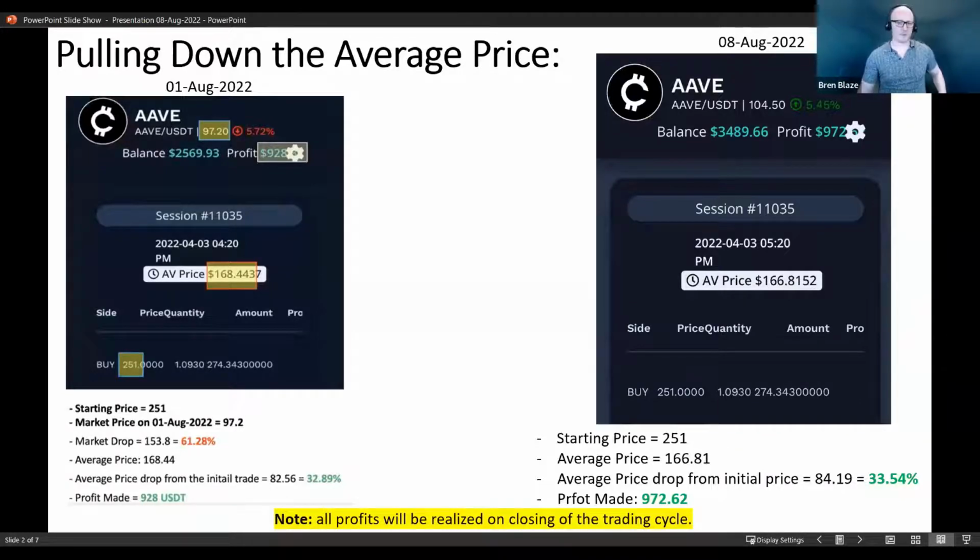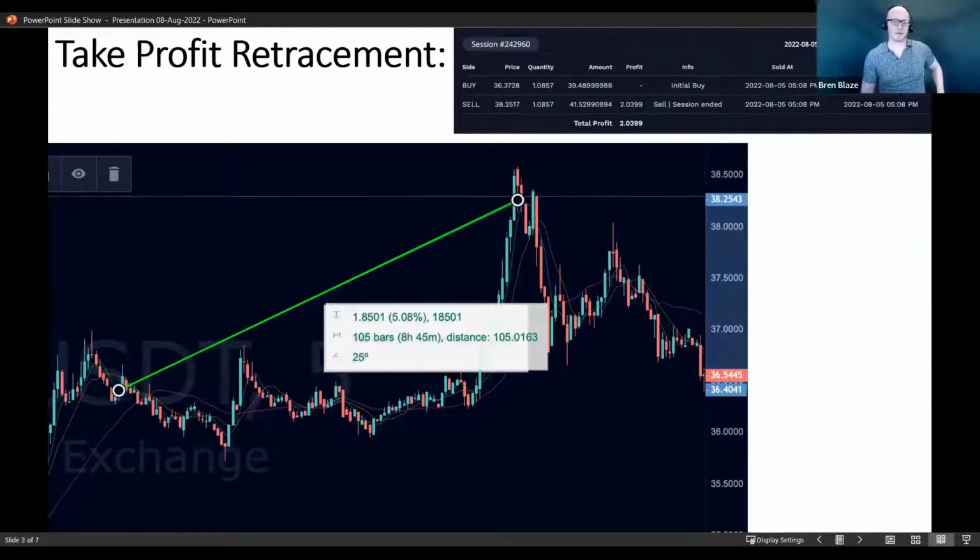So let's move on here and take a quick look at take profit retracement. Here we can see this coin was purchased at a price of 36, sold it at a price of 38. And here you can see this run up here with these green candles, an 8-hour trade session that lasted for 8 hours. You can see here it's sold at a profit of 5%, not 5% for the entire trading capital, but as a percentage of the amount of capital or funds that were actually at work, which you can see here.